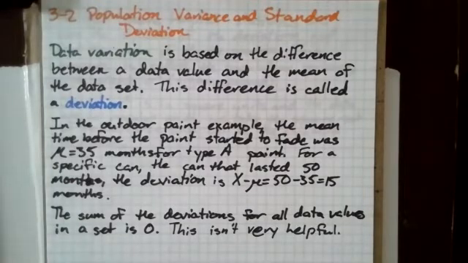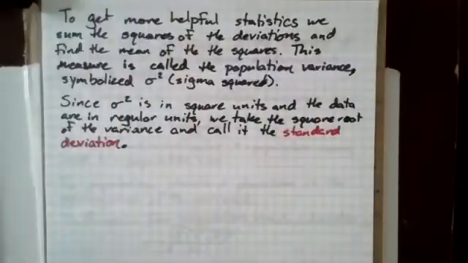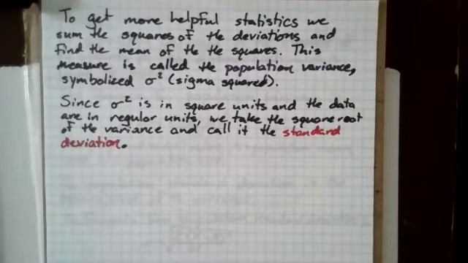The sum of the deviations for all data values in a set is 0. This isn't very helpful. To get more helpful statistics, we sum the squares of the deviations and find the mean of the squares. This measure is called the population variance, symbolized sigma squared. Since sigma squared is in square units and the data are in regular units, we take the square root of the variance and call it the standard deviation.